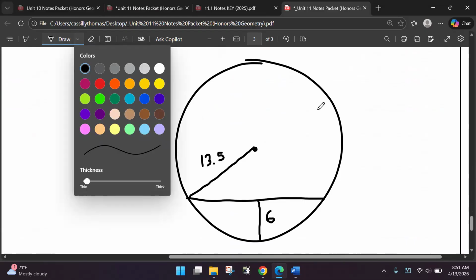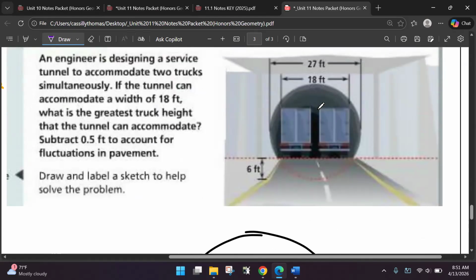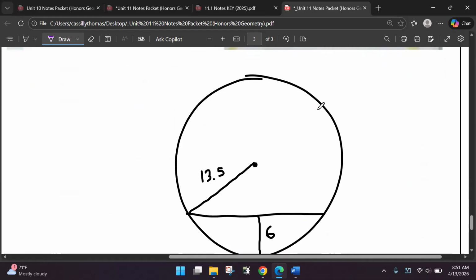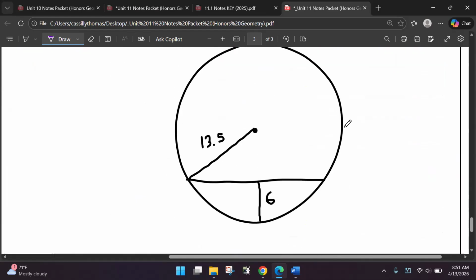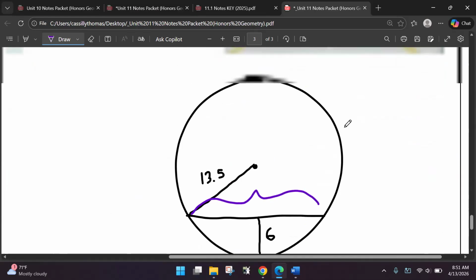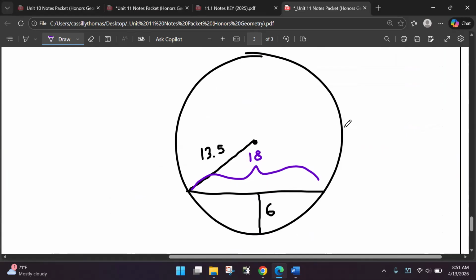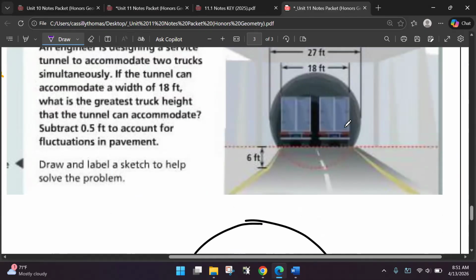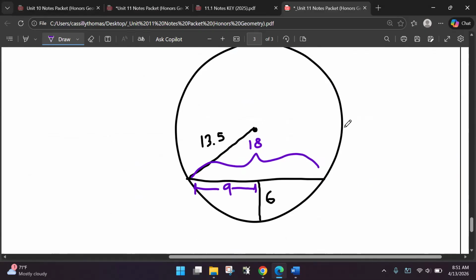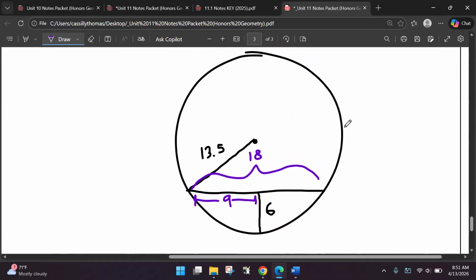All right, so if we think about these trucks, the trucks are 18 feet across, so that means that this right here is going to be 18 feet. So that means that this is 9 feet. All right. What are we trying to figure out here? What is the greatest truck height? Okay. So let's just think of this right here. These are going to be our two trucks, kind of like stacked together here. All right. So we need to figure out, well, what do we need to figure out?